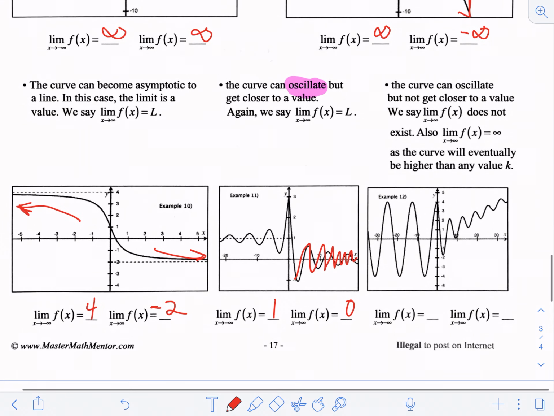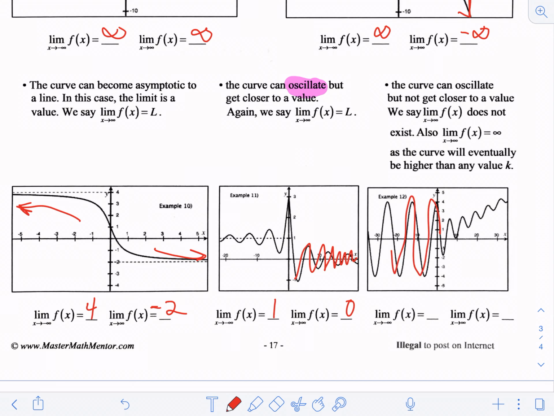However, this one here doesn't look like it's getting closer at all. It's just like a sine or a cosine graph that keeps going, so it never approaches a limit. So we're saying this limit in this case does not exist. And this limit, even though it is getting closer, it's still going up forever. So we're going to say this limit here as x approaches infinity is infinity.